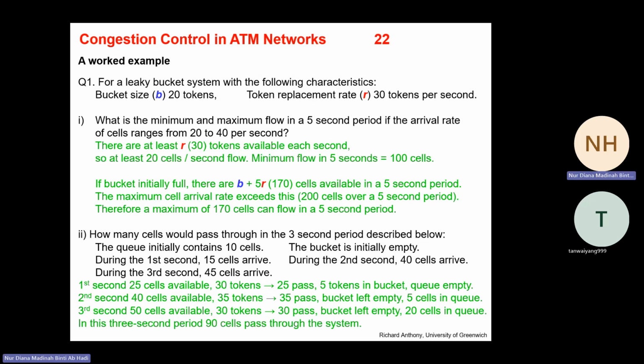It is 100. So if your bucket is initially full, the cells available are B plus 5R. Why 5R? Because we have 5 seconds. The cells available in a 5 second period, so the maximum arrival rate exceeds 200 cells over a 5 second period. Therefore, a maximum of 170 cells can flow in a 5 second period. Okay?